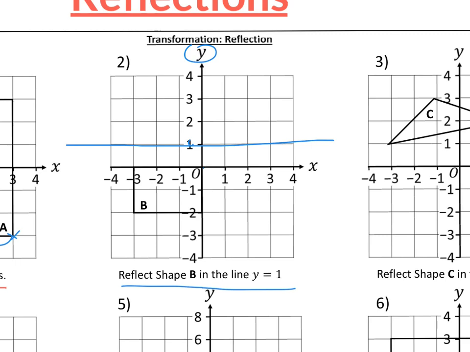This top right hand corner is 1 square away from the line, so I'm going to do 1 square above it. This bottom left hand corner is 3 squares below it, so I'm going to go 3 squares above the line. I'm going to do the same thing for the other two. And there is my rectangle reflected across this line of reflection.